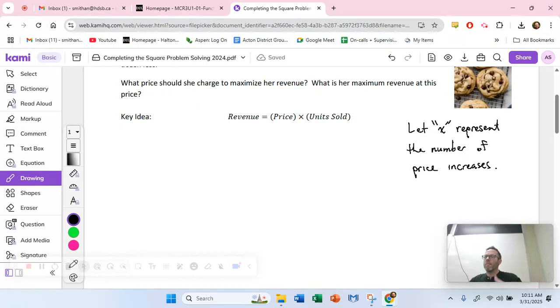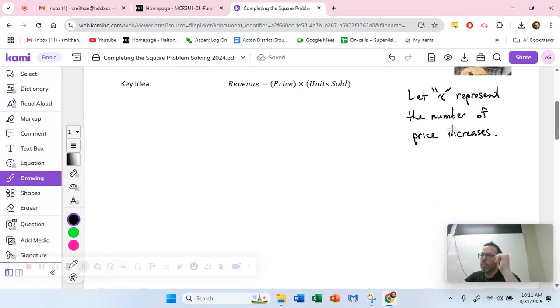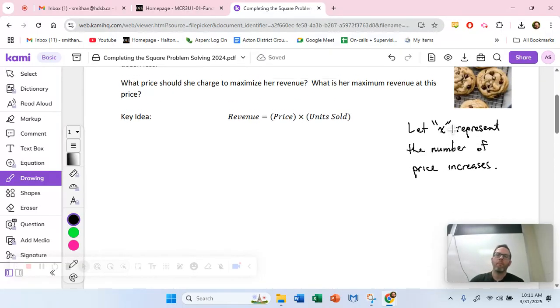So x equals 1, increase the price once to $6. x equals 2, increase it to $7. Maybe we find out that x equals 0 is the best you can do and $5 is the best. We could also find that maybe decreasing the price would be the best idea. In that case, we would just get a negative number for x. So how does that help us set up the problem?